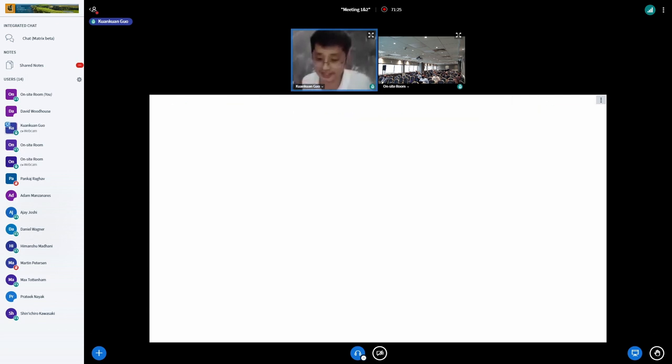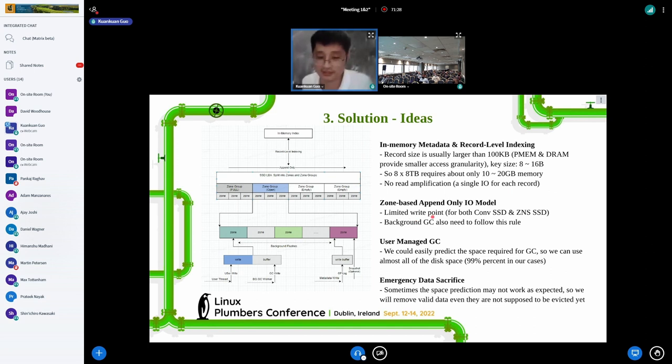Okay, to address these problems, we came up with a few ideas. First, I would say the use case is specifically designed for a cache system, not a general purpose storage engine. So we could have a lot of assumptions, which helps us make things right. It's not a general purpose storage engine.